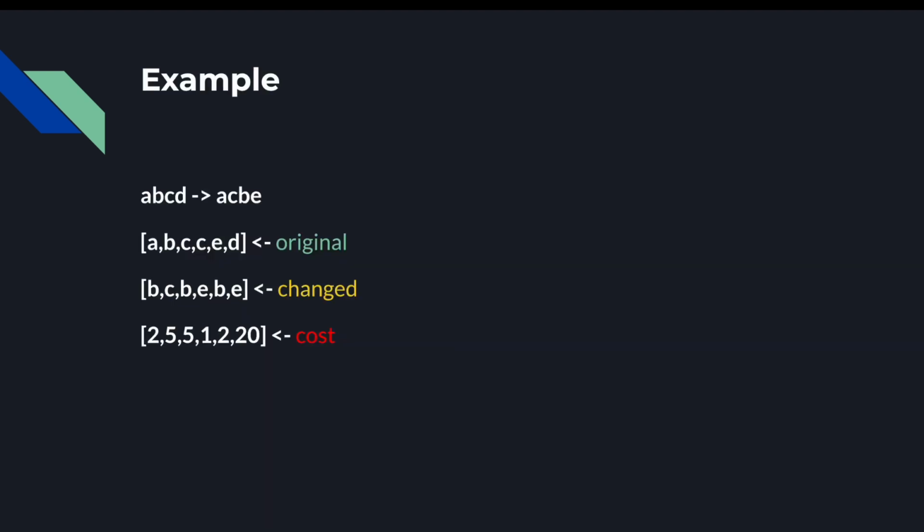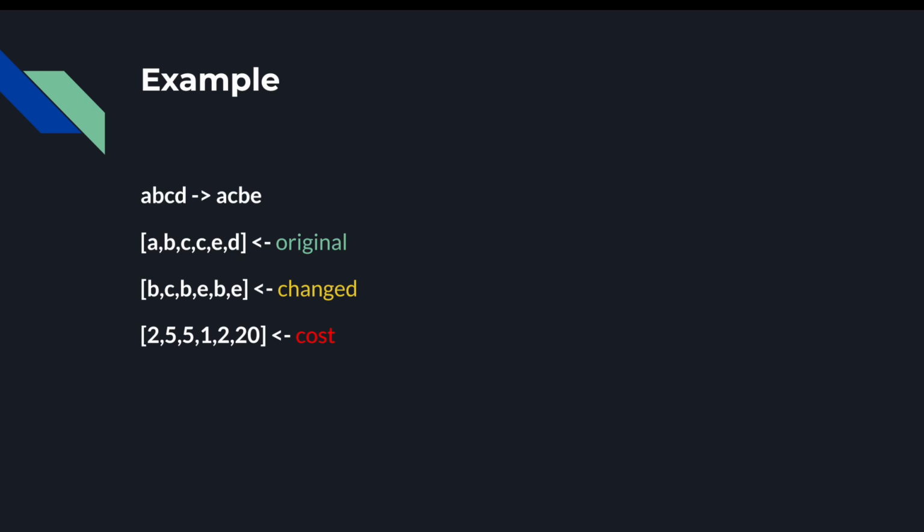Okay, so here's an example. Let's say we're transforming the source ABCD into target ACBE. And let's say that we also have original array ABCCED mapped to changed array BCBEBE. And let's say that the cost array is 2 5 5 1 2 20.